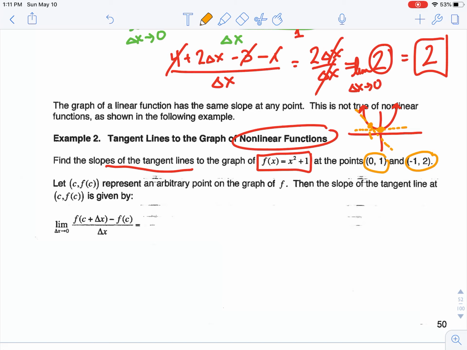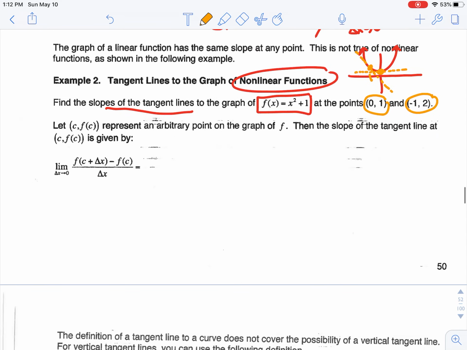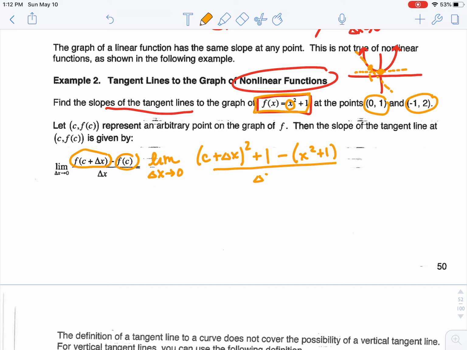Okay? So we're going to let (c, f of c) represent an arbitrary point. So this is our formula back from up here. Okay, limit as delta x approaches 0, f of c plus delta x minus f of c all over delta x. So let's just start with the equation x squared plus 1. So I'll now have the limit as delta x approaches 0. So I'm going to start with this, f of c plus delta x. So for x here, I'm plugging in c plus delta x squared plus 1 minus the whole thing, f of c all over delta x.